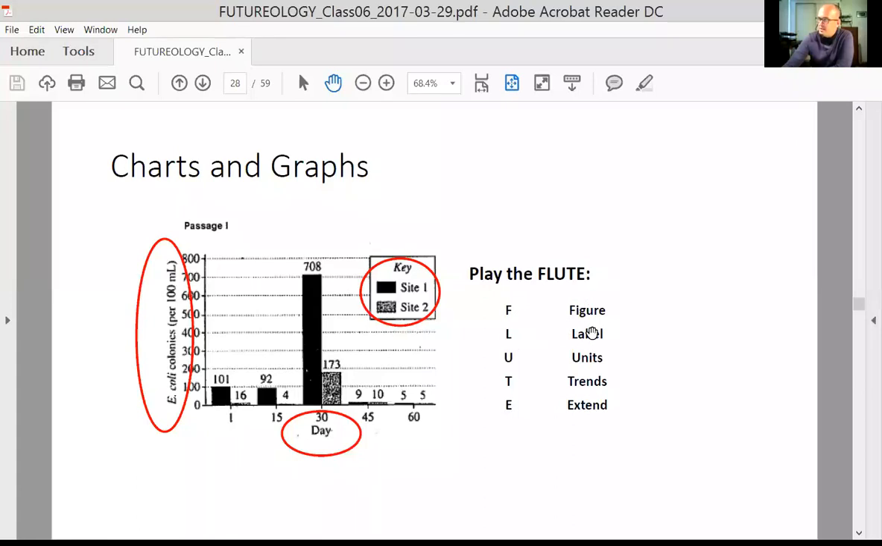Then you take a look at the labels, whatever the labels are. In this case, the labels are the days and the E. coli colonies. Those are the variables or the labels for the chart. And we would also take a look at site 1 and site 2, because those are other labels that matter. The units are going to be really important. And then we can notice trends, and sometimes we can extend the trends. We're not actually going to extend the trends in this lecture today, but we will talk about identifying trends. So the flute is useful when we're doing the C and the A, the CA part of CALI-V.